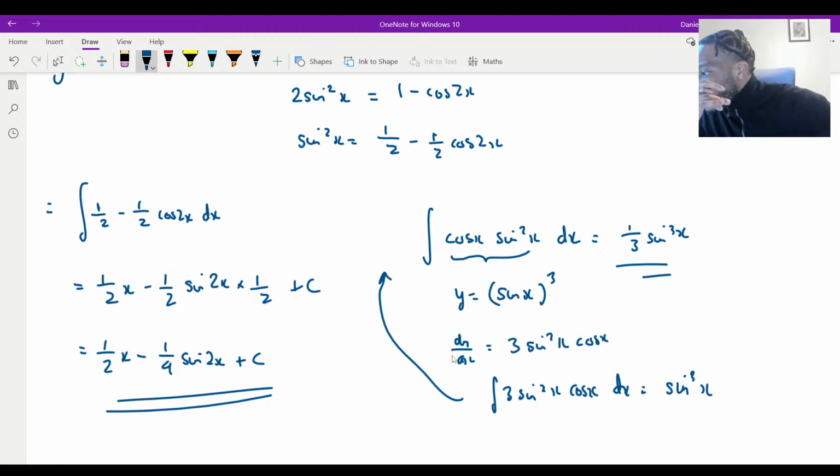Respect for plugging in TikTok. Cheeky flex. Nah, I'm just helping you guys out, man.